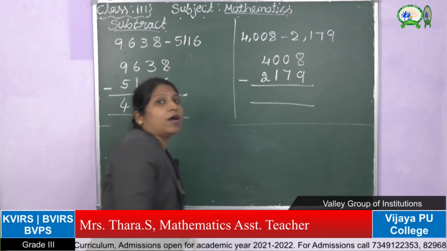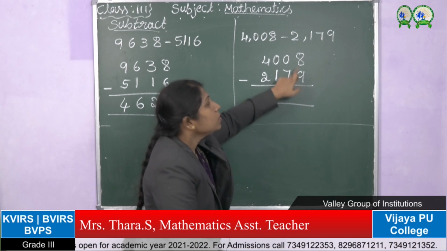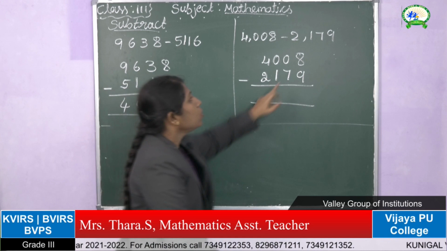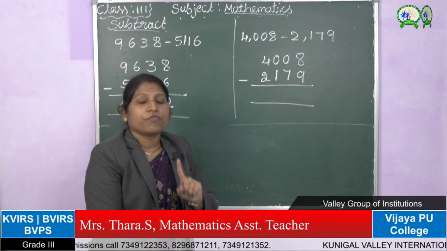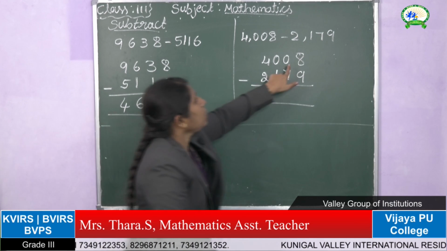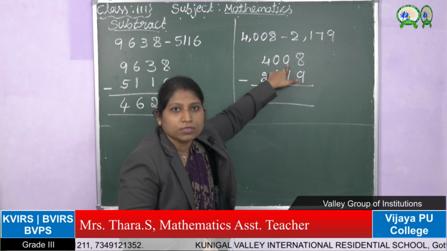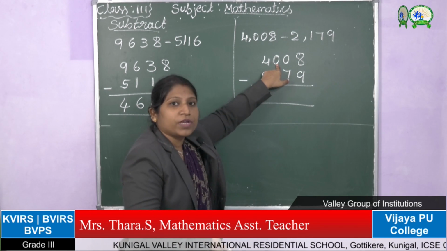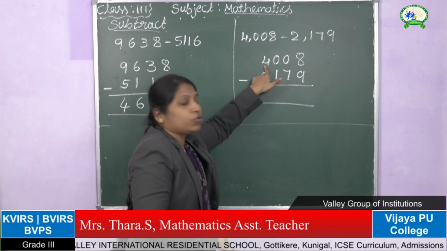Just see here, in the ones place we have 8 and 9. 8 is a small number, yes or no? So what do we have to do? We want help of 1 from the next digit. See here, we have 0. How can it give 1? So no, just go and see the next left-hand digit. Here also 0, there is no help. So go to the next digit.